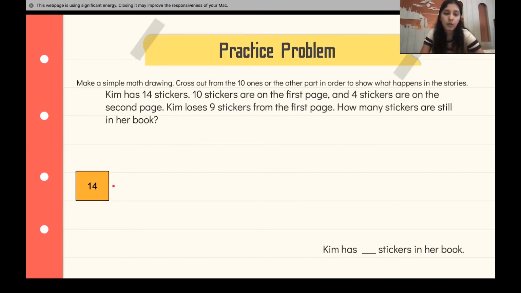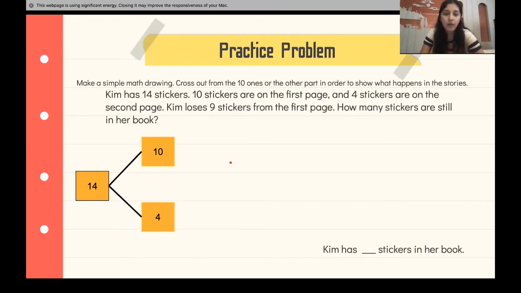So what are we going to do? We're going to decompose this 14, right? And find its number bond. So we're going to decompose into 2 numbers. The first one is the one on the first page, right? So it's 10 stickers. And then how many does she have on the second page? 4 stickers. So here we have 14. It's been decomposed to 10 and 4 because 10 plus 4 equals 14.